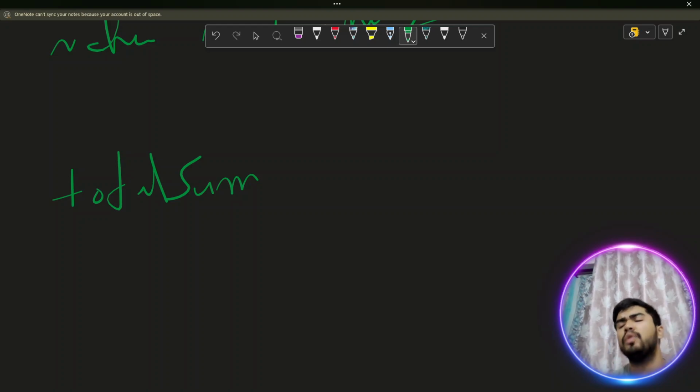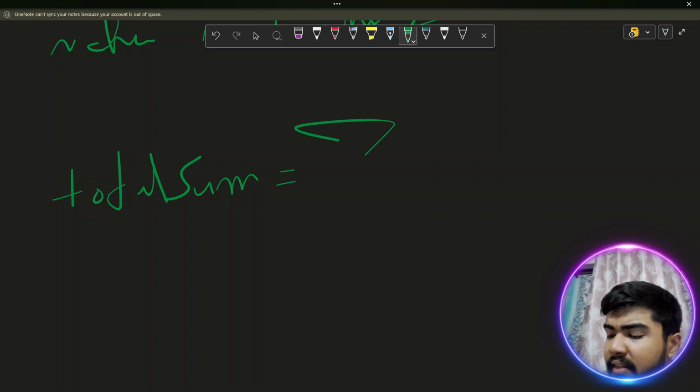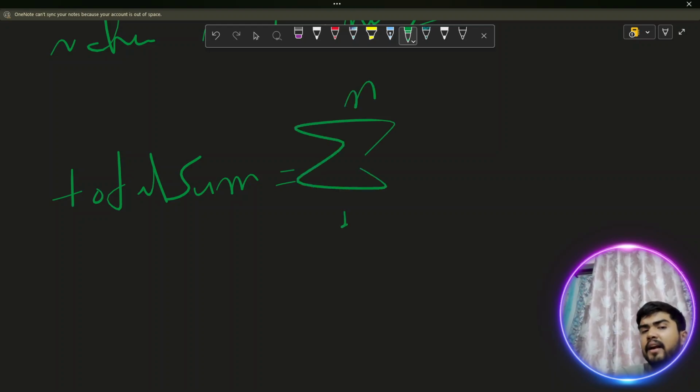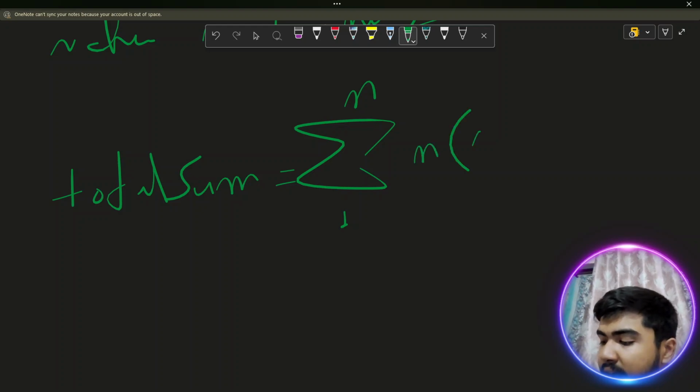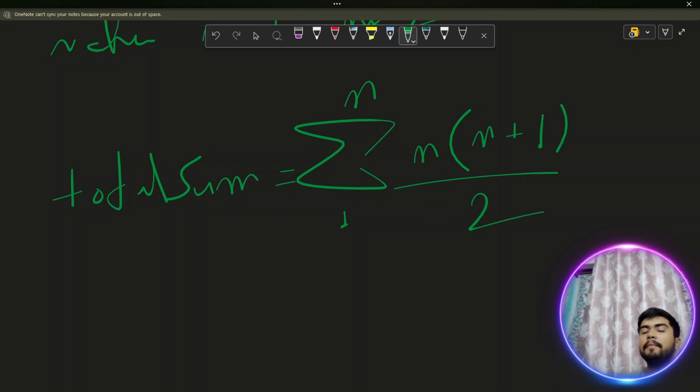So what is the total sum? The total sum is nothing but the sum of the numbers from 1 to n. Isn't it very easy to find out? Yes, Shouvik, it is very easy. So what is the formula? n into n plus 1 by 2. So I got my total sum.